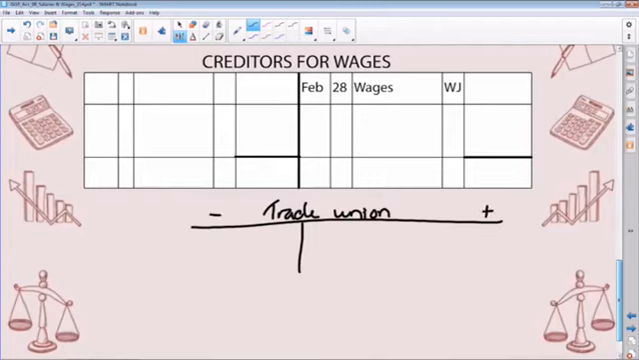I say February 28 and I can say wages, because that's my contra account. Remember, we debited wages with a big amount, the gross wage. We'll say wage journal and 75 Rand. And that's what you can do if you are still struggling.